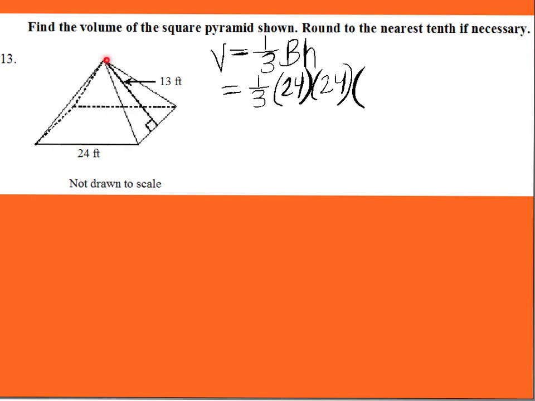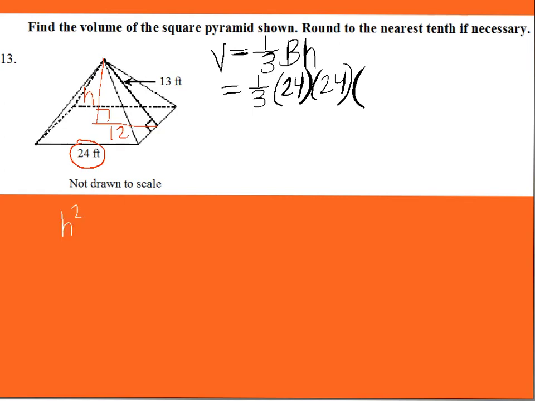Our height is given to us as 13, but this isn't really our height. This is our slant height. I want to find out our actual height. So I need to draw this line coming down. I need to create this 90-degree triangle. And I know since this is 24 that this is 12, and I need to find h. So I need to use the Pythagorean theorem. So I'll do that below.